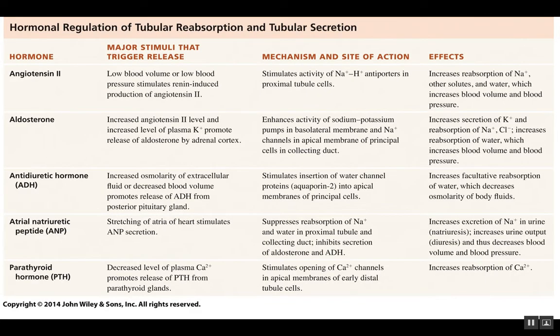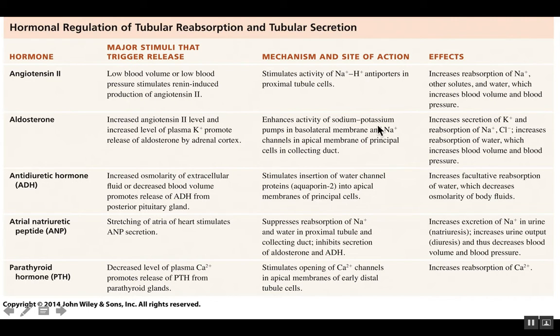This table is a table of hormones. So these are the 5 hormones that target kidneys. I'll remind you that the kidney also produces 2 hormones, erythropoietin or EPO, and it also produces calcitriol or vitamin D.